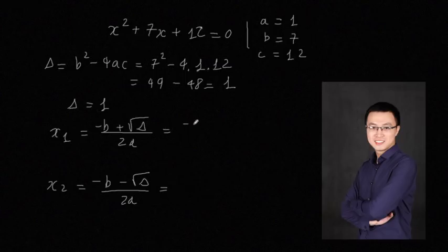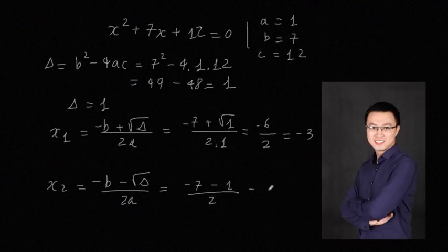Negative b, you got negative 7, and the square root of delta you equal to 1, and 2 times a means 2 times 1. Here you got negative 6 divided by 2, which means negative 3, and the second one, negative 7 minus 1 divided by 2, equals minus 4. Okay. For the positives, ABC is not too difficult to count.